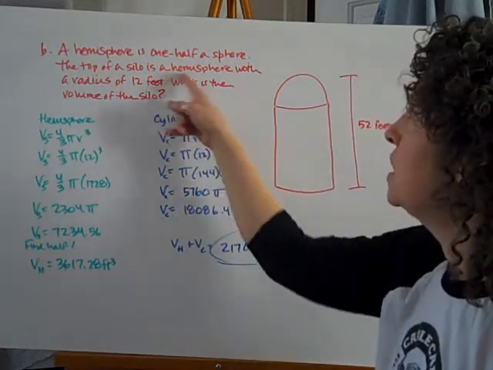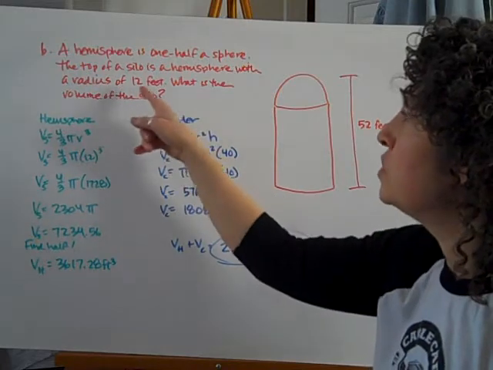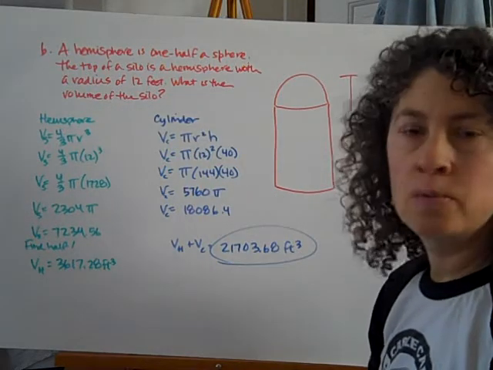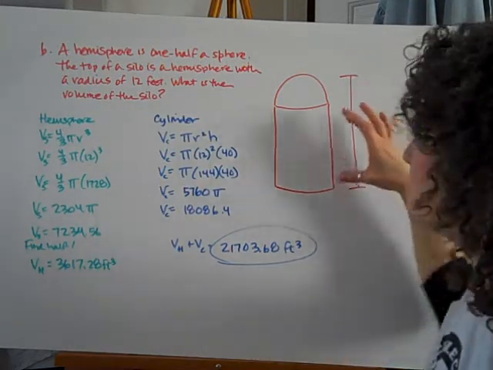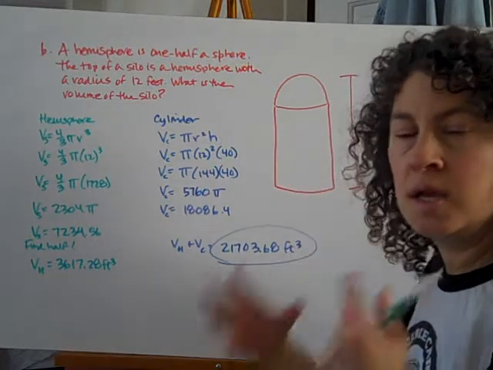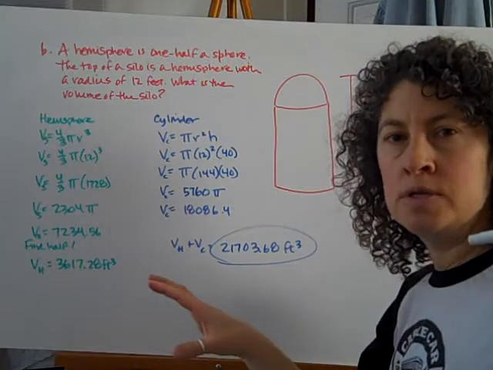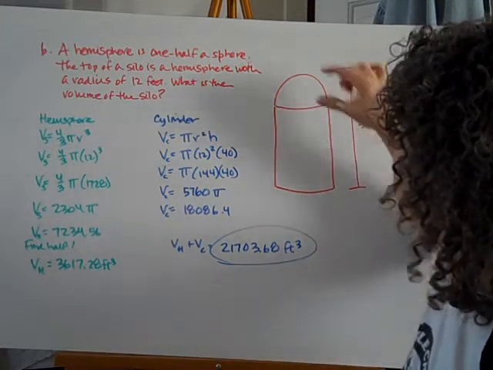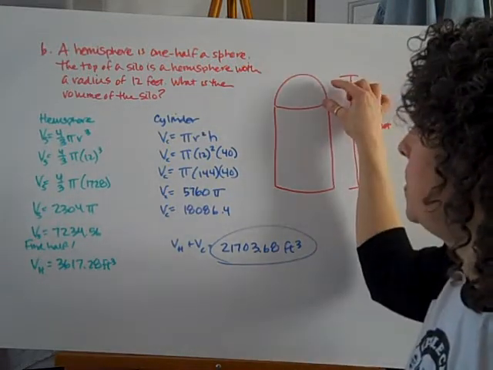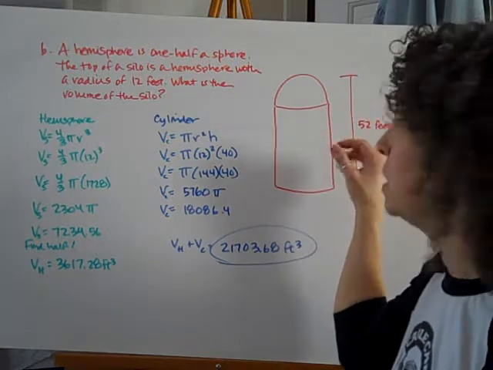The top of a silo is a hemisphere with a radius of 12 feet. What is the volume of the silo? We would need to split this into 2 parts. A lot of times when we're working with diagrams, it makes sense to break it up into 2 pieces. So we've got the hemisphere on top, and then the cylinder on the bottom.